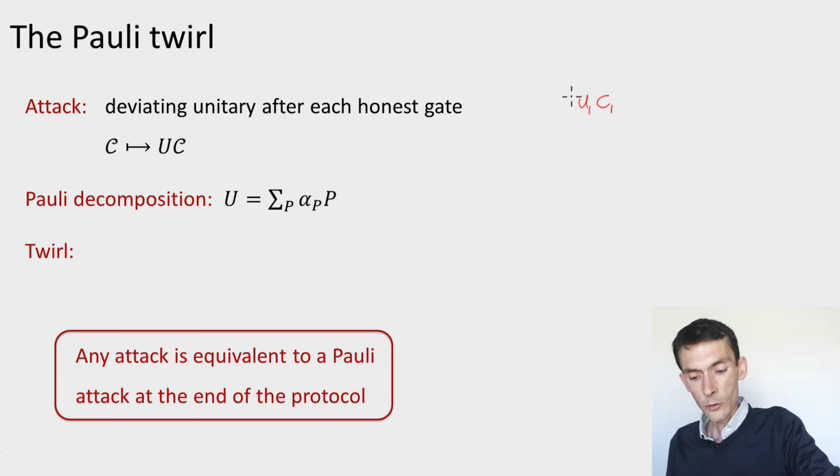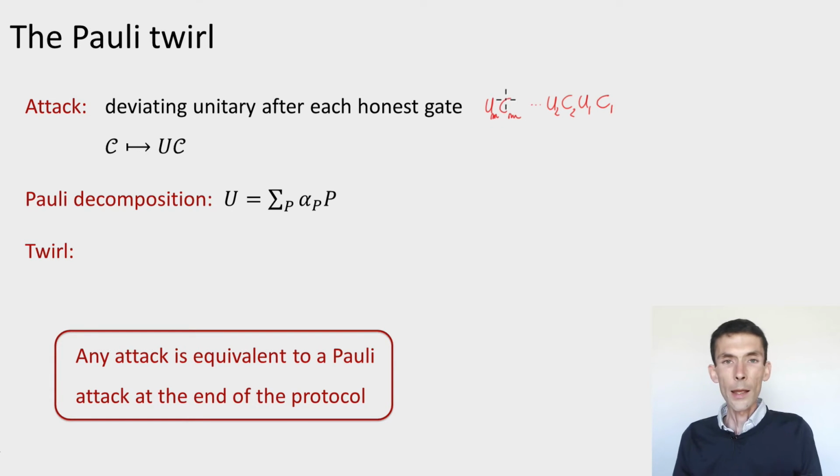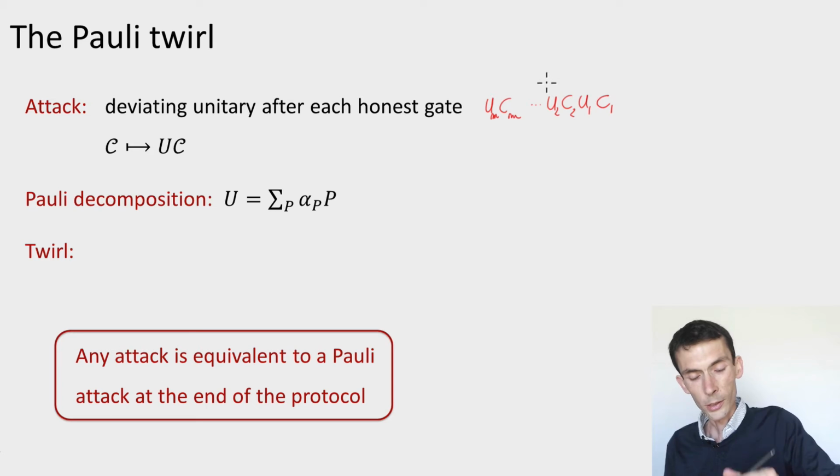And then it applies the second gate correctly, but then it does something crazy, U2, etc. All the way until the end of the protocol. And I can assume that these deviations that are performed by the prover are unitary by delaying any measurement that the prover was going to perform until the end of the protocol. So that's what a general attack looks like.